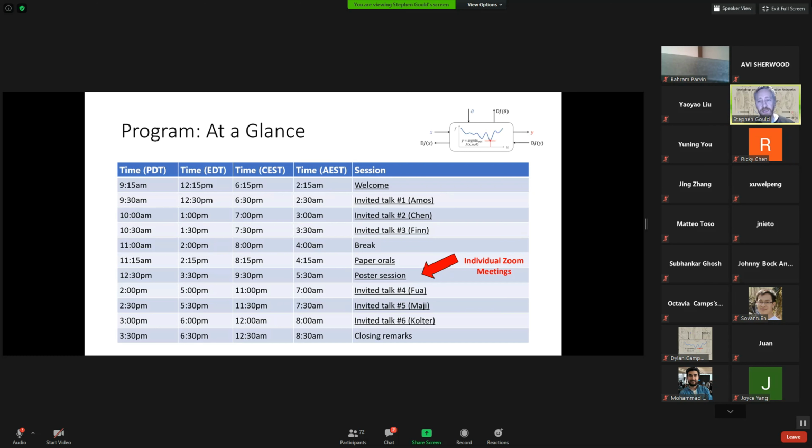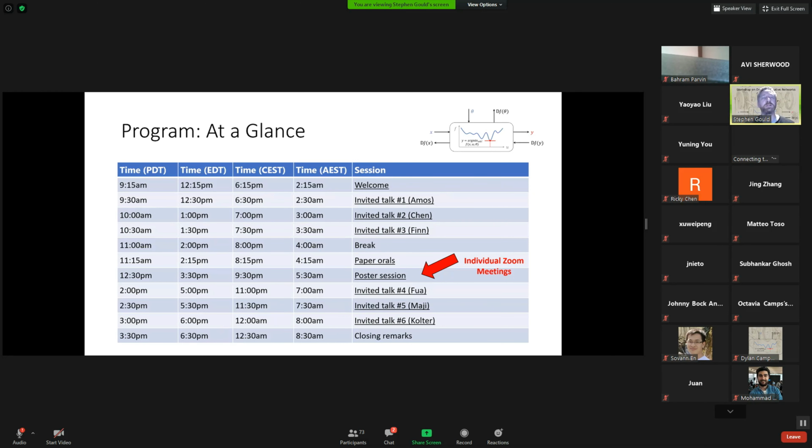I should say as well that the poster presentations will be in individual Zoom meetings. So this Zoom meeting room will be for one of the posters, and 4 of the other posters will be in different Zoom meeting rooms. You can find links to those on the CVPR website.